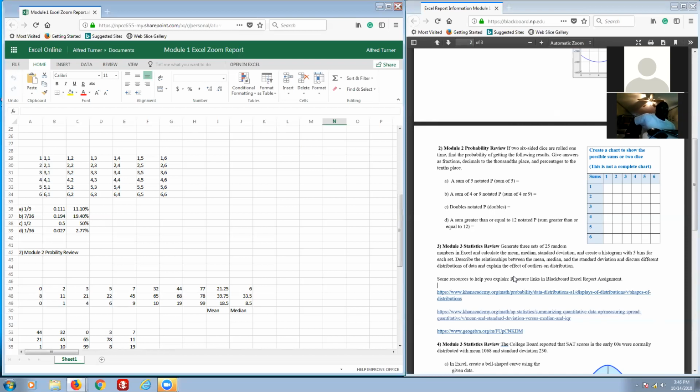Letter B, I got 7/36, 0.194, 19.4%. And on C, I got 1/2, which is 0.5, 50%. And D, I got 1/36, which is 0.027. And the percentage is 2.77%.